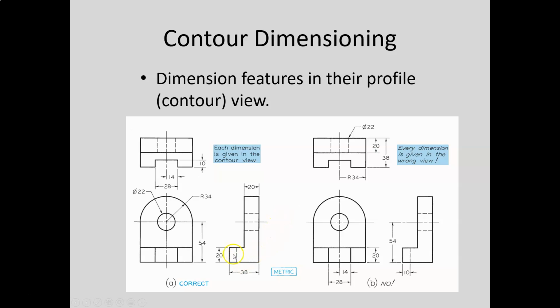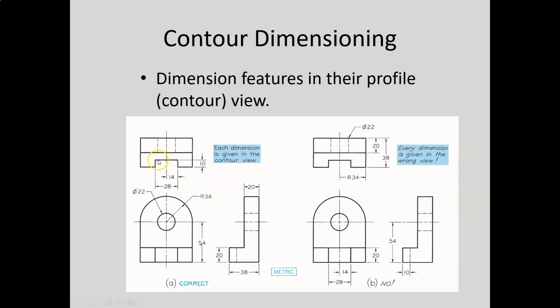Contour dimensioning means that we dimension, and if you look here, we have this little part right here. We dimension this 20 in this view. Why? Because we can see the contour of that feature, as opposed to this view over here where we're dimensioning the 20. Yeah, that's the feature, but it's kind of difficult to see what that is because in this view, it's just a line. So contour dimensioning really tries to address what view you are dimensioning in, and that will matter. You'll be marked wrong if you apply your dimensions in the wrong view. You need to consider the contour of the feature.